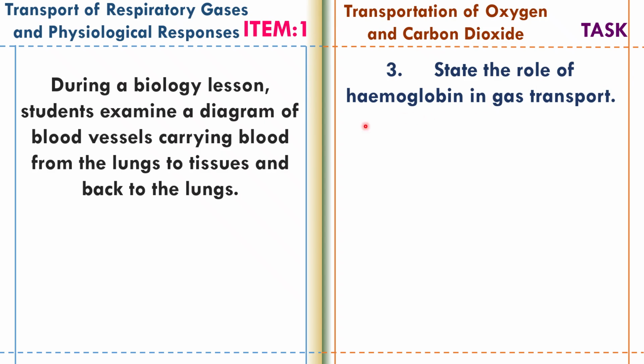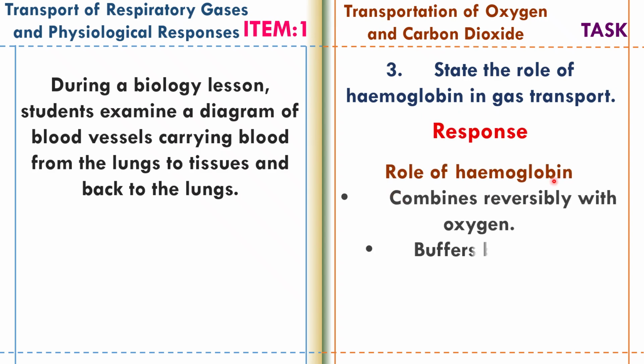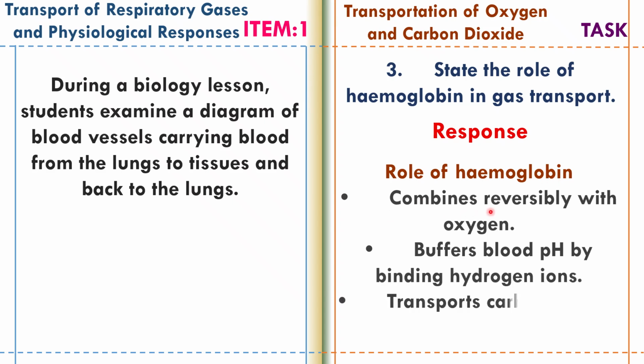State the role of hemoglobin in gas transport. Role of hemoglobin: it combines reversibly with oxygen, buffers blood pH by binding hydrogen ions, and transports carbon dioxide indirectly.